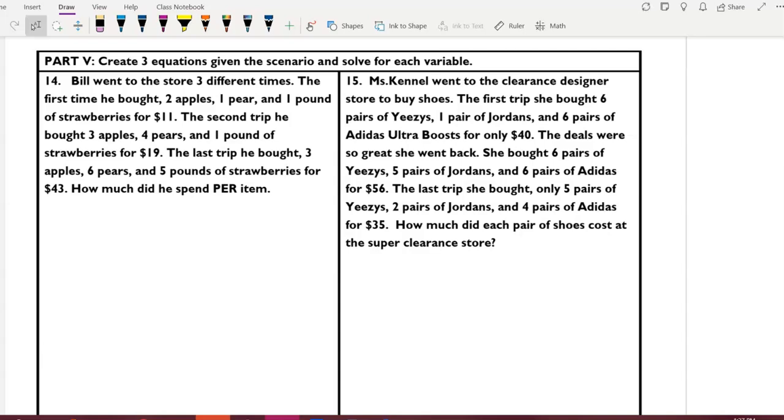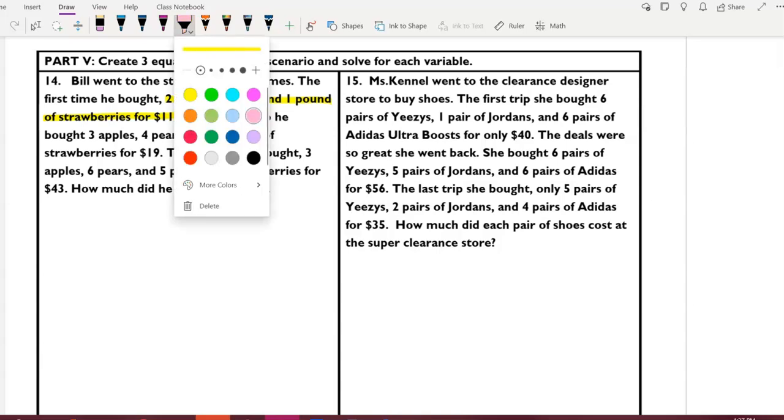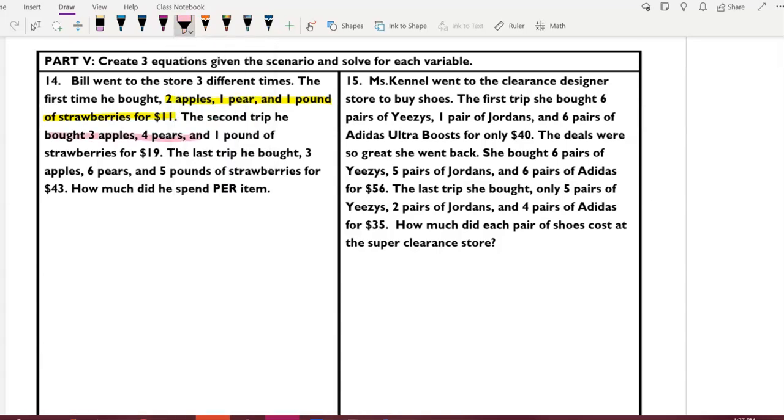All right, last two. Is that the last two? Oh, thank goodness. Okay. Last two. Bill went to the store 3 different times. The first time he bought 2 apples, 1 pear, and 1 pound of strawberries for $11. The second trip he bought 3 apples, 4 pears, and 1 pound of strawberries for $19. The third trip he bought 3 apples, 6 pears, and 5 pounds of strawberries for $43. How much did he spend per item?